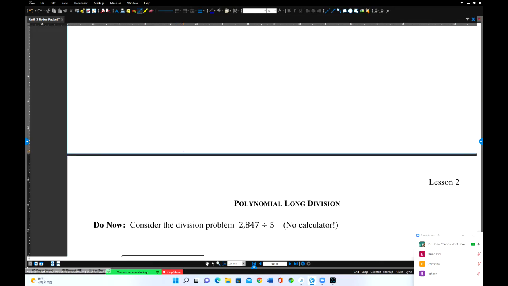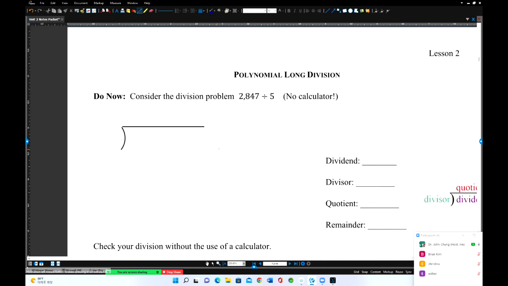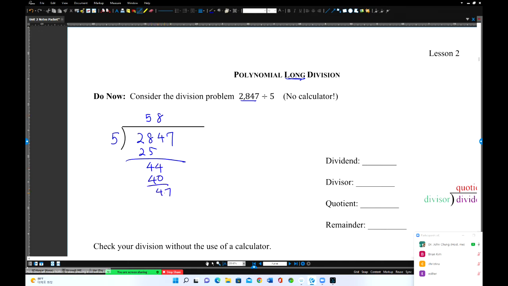Now, the next one we're going into, this is one of our main topics: polynomial long division. Why do we use long division? Not only for one term. This is only one number, 2,847. Numbers are very easy, you guys know this already. 5 over here, 25, and 34, and 8 over this one, there's 40, and 47. Yeah, 47 is greater than 5. You still can divide the number 9 times, 45.